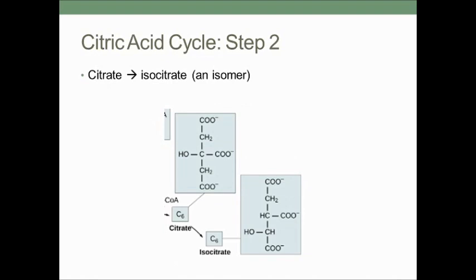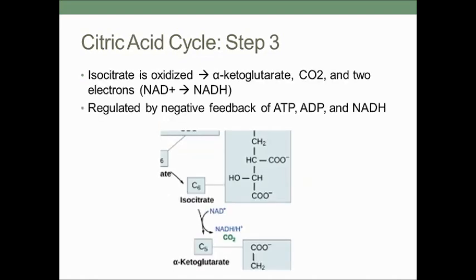In our second step, citrate will become isocitrate, which is its isomer, which is why it's called isocitrate. In the third step, isocitrate will be oxidized to form alpha-ketoglutarate. It will also form CO2 and 2 electrons via the reduction of NAD into NADH as byproducts. This step is also regulated by negative feedback of ATP and NADH. So if there's too much ATP or NADH, this step won't happen. If there's a lot of ADP, this process will be catalyzed through. It'll run a little bit faster.